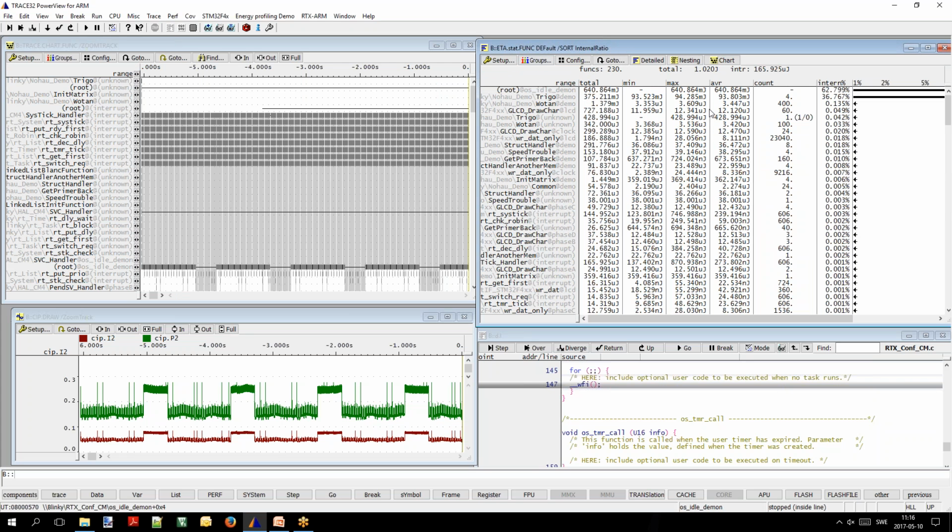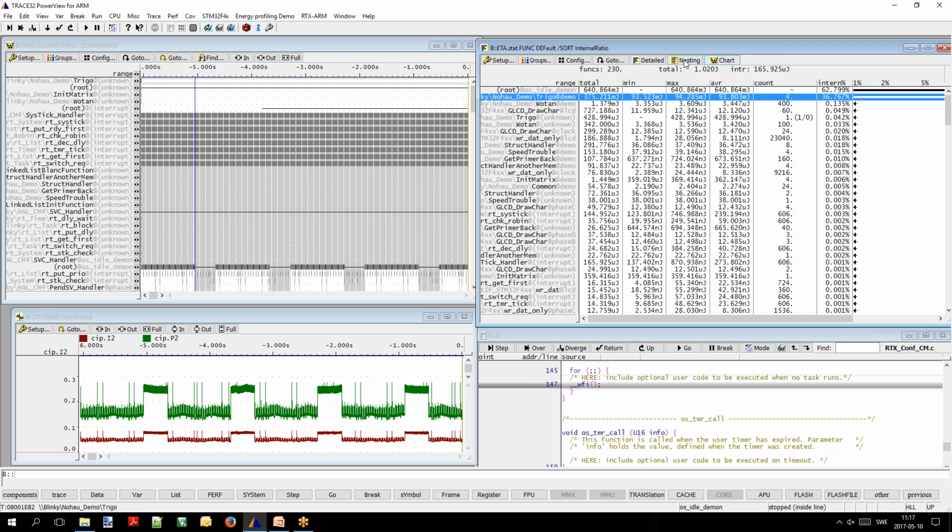This is telling me how much energy each function is consuming. I see that in total I've spent 1 joule on this measurement, and 36% of the energy was spent in Trigo, and 63% was spent in the OS idle.